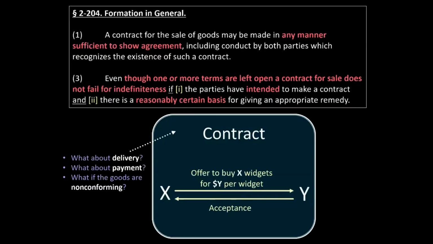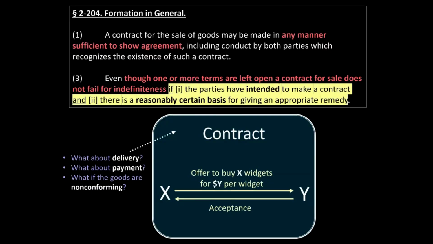Instead, subsection 3 says that so long as 1. The parties intended to make a contract, that is, intended to be bound to a deal, and 2. There is a reasonably certain basis for determining the parties' rights and obligations so that a court can determine whether there has been a breach, and if so, what is the appropriate remedy for that breach, a contract is formed between the parties. It does not matter that the parties' agreement leaves open or indefinite one or more details. So all that is required to form a contract is an intent to be bound to a deal and some reasonably certain basis for determining what the terms of that deal are.